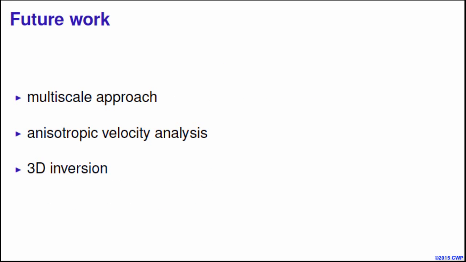So future work in this direction would include, first, a multi-scale approach to use the low frequencies in the data that would help us get a larger update, and then to take full advantage of the adjoint formulation, perform an isotropic velocity analysis, and finally 3D inversion that would allow us to constrain inversion better for field data applications.